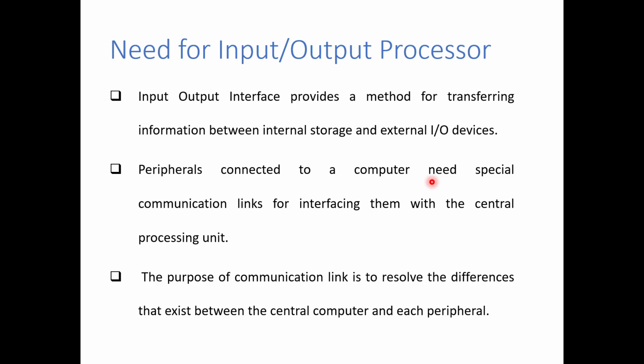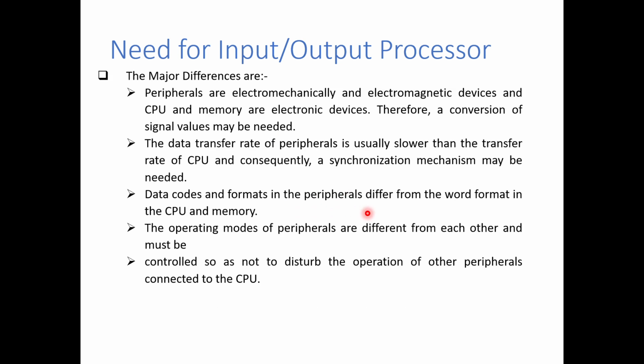The need for an input-output processor. The input-output interface provides the method for transferring information between the internal storage and the external IO devices. The peripherals connected to the computer need special communication links for interfacing them with the central processing unit. The purpose of the communication link is to resolve differences that exist between the central computer and each peripheral device.